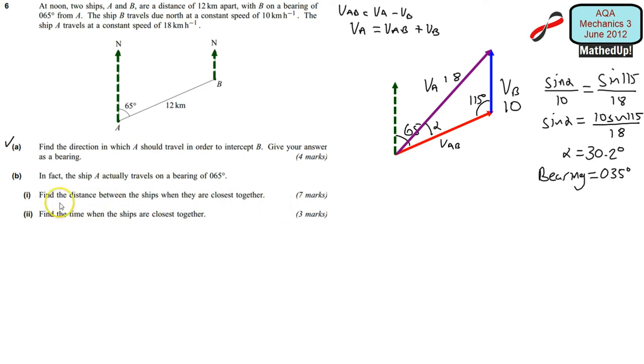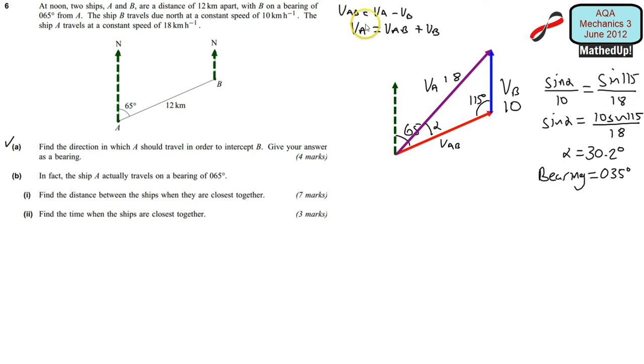In order to answer this we need to go in two steps. We first need to draw a new velocity triangle, so we can mark on what the resultant velocity is going to be, the velocity of A relative to B. And then we want to transfer that onto a distance diagram to find out when they are going to be closest together.